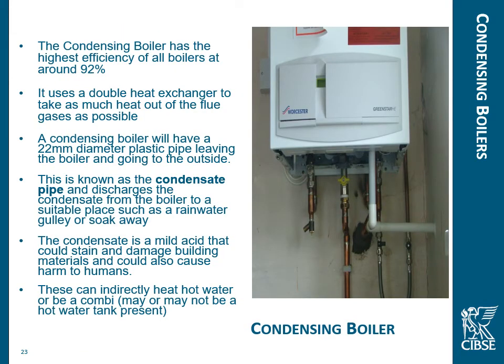So the condensing boiler. This can either be a condensing normal, a condensing standard, or a condensing combi. So the standard system can either be condensing or your combi boiler can be condensing. It has the highest efficiency of all the boilers at round about 92%. It uses a double heat exchanger to take as much heat out of the flue gases as possible. The condensate is slightly acidic.